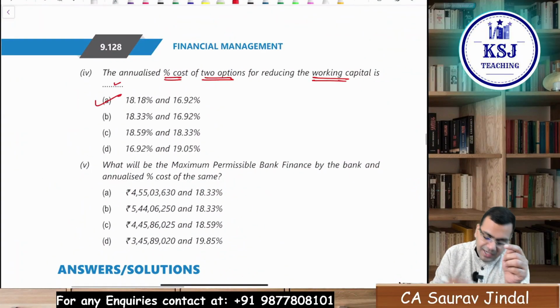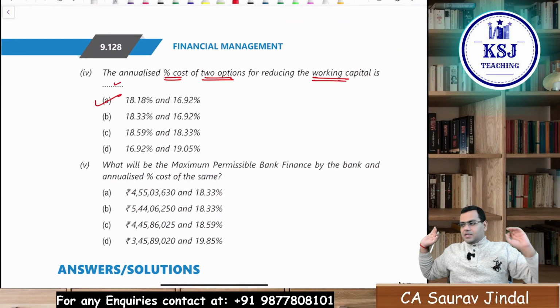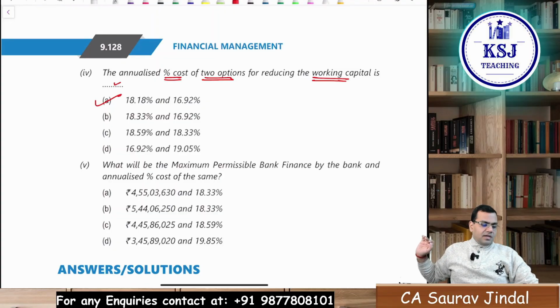So from here, the answer we have found. The answer is 18.18%, fine, sir. But there is another one, 16.92%. That is the factoring option. Otherwise, in the exam, if you are getting the answer with just one solution, just tick it and move forward. No need to calculate for the factoring option.